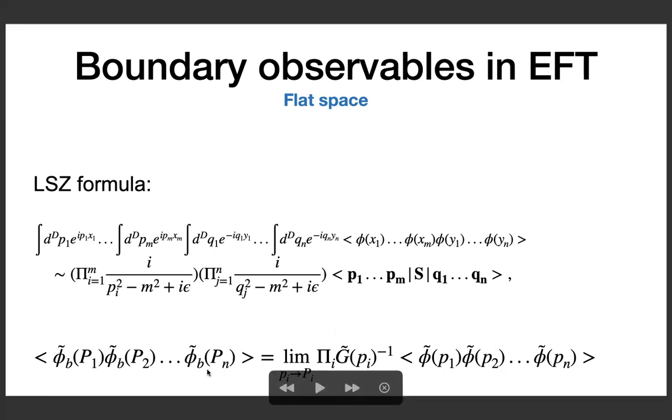And the capital P's here are on-shell momenta. So these are d-1 dimensional vectors, but the small p's here, these are off-shell momenta. So these are d-dimensional. And the way to go from the d-dimensional off-shell momenta to d-1 dimensional, we can call it boundary because it has one less dimension, is by multiplying this correlation function by the inverse of the propagator and then taking the limit of your off-shell momentum going to on-shell.